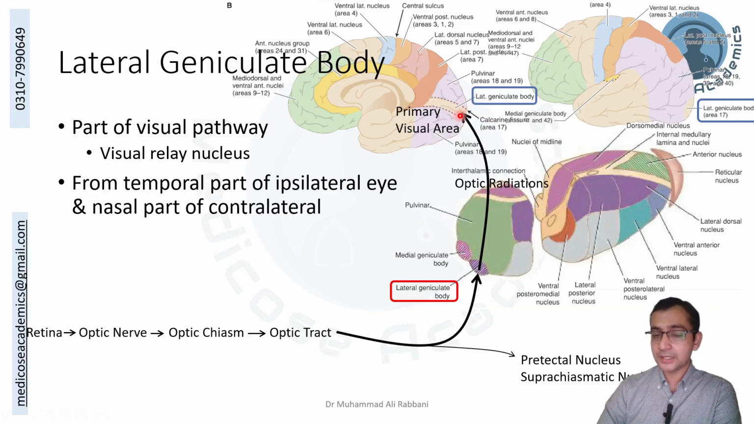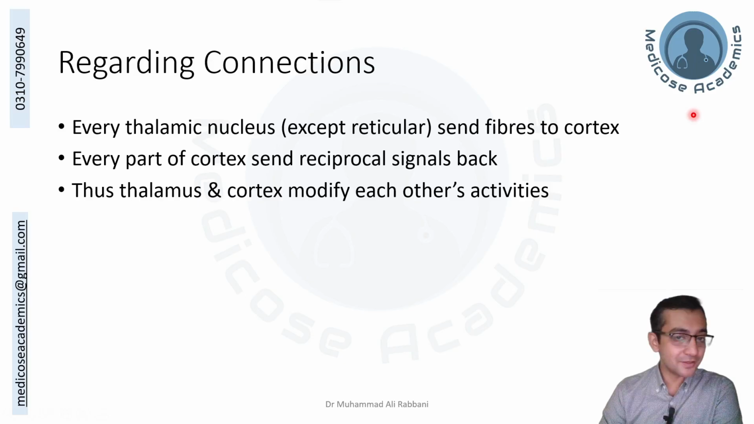This is the visual area that is present on either side of the calcarine sulcus, superiorly in the cuneus, inferiorly in the lingula, and you can see it on the tip of the occipital pole too. So that's what all the nuclei are. I hope I was able to make things easy for you.